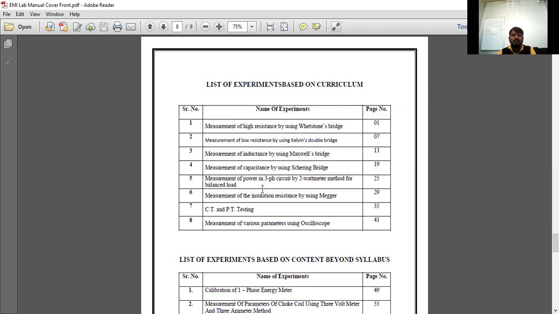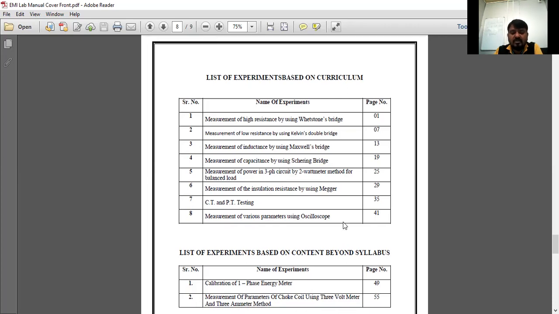Next, the fifth one: measurement of power in a three-phase circuit by the two wattmeter method for balanced load. Experiment number 6, again we have to add it here, is for unbalanced load; we can do this practical too. A virtual lab is available, we can do that. And measurement of insulation resistance by using Megger we can discuss, CTPT testing, and various parameters using an oscilloscope we can also measure.